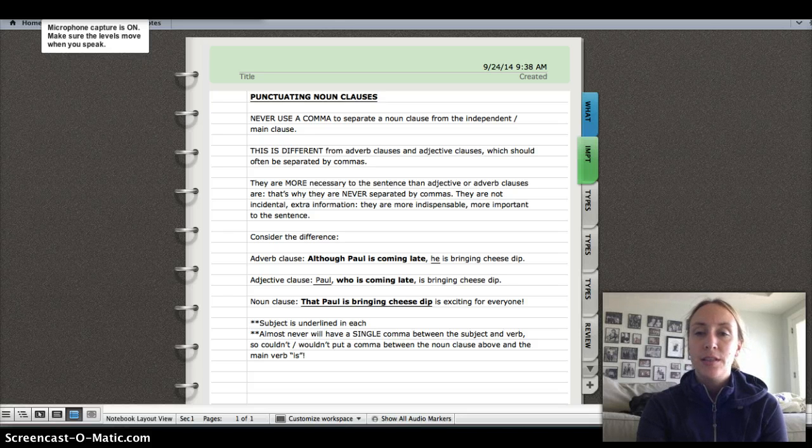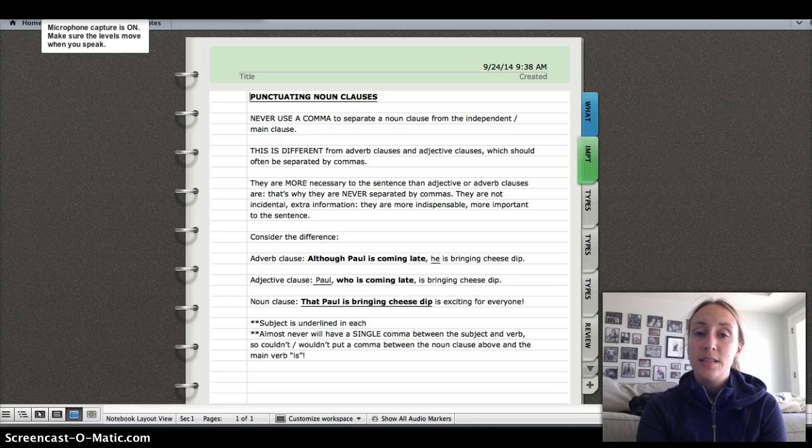So consider the difference between the clauses here. Adverb clause: although Paul is coming late, he is bringing a cheese dip. Adjective clause: Paul, who is coming late, is bringing cheese dip. Noun clause: that Paul is bringing cheese dip is exciting for everyone. The subject is underlined in each of those. So in the adverb clause sentence, he is the subject. It's not in the adverb clause. In the adjective clause sentence, Paul is the subject. It's not in the adjective clause.